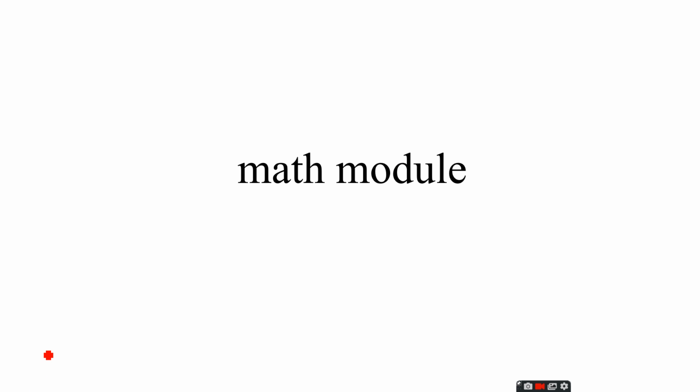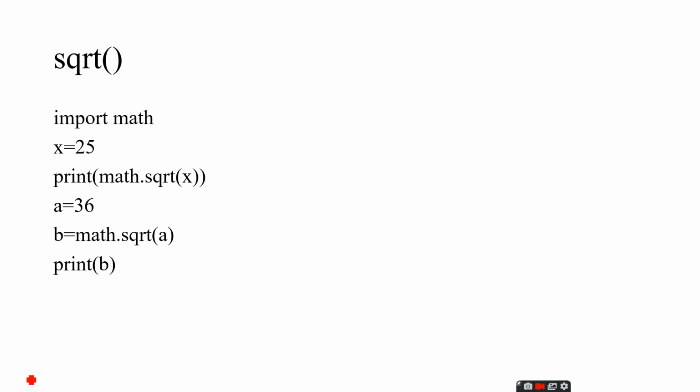Next, we are discussing the math module. In the math module, first is the square root function, to find the square root of a value. So x points to 25, then print math.sqrt of x. Math.sqrt of 25, that means 5. Then a equal to 36, b points to math.sqrt of 36, that is 6, print b, 6. So the output will be 5, 6.